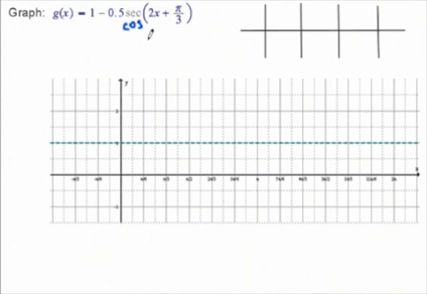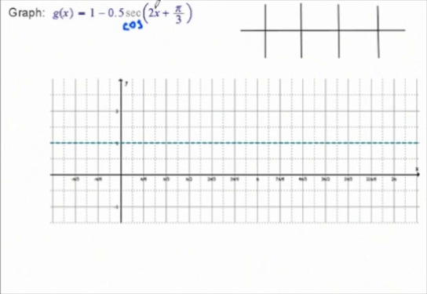over 3. Alright, so some of the similar steps. This one has a translation up of 1, so I put this dotted line here for that movement of all the points on the x-axis up to this dotted line. And it has an amplitude of 0.5. It's negative, so it's going to be upside down. So it's going to go up 0.5 and it's going to go down 0.5.